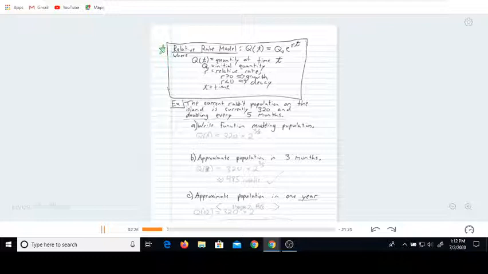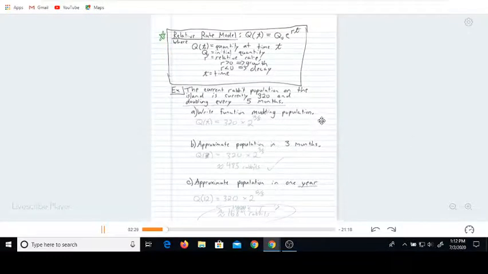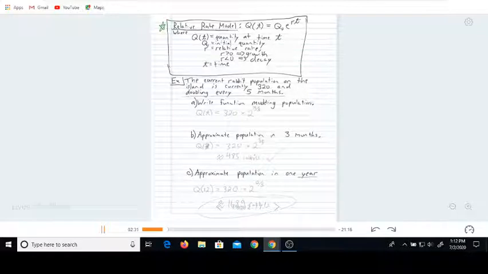Alright, let's go ahead and play with some of these models. So suppose we got a rabbit population. I got 320 rabbits on an island. They're doubling every 5 months. So keyword there is doubling. That tells us, well, not just doubling, but doubling every 5 months. So that tells us the doubling time. If we know the doubling time, we can use a doubling time model.